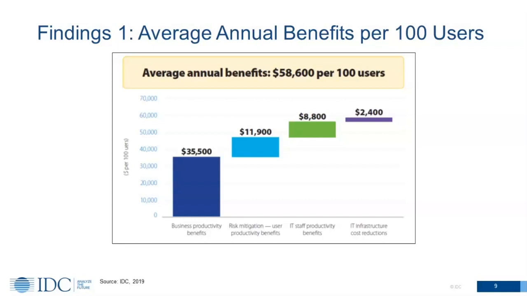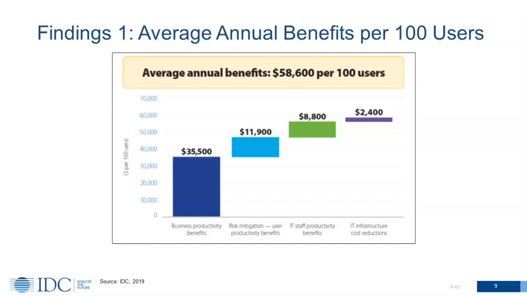The second category has to do with risk mitigation, and you can see this in the lighter blue column. This is the value interviewed organizations achieve by reducing the frequency of impactful outages affecting workloads running on their Cisco HyperFlex platforms, which, for these organizations, translates to higher employee productivity and less business risk associated with potential losses or other issues stemming from outages.